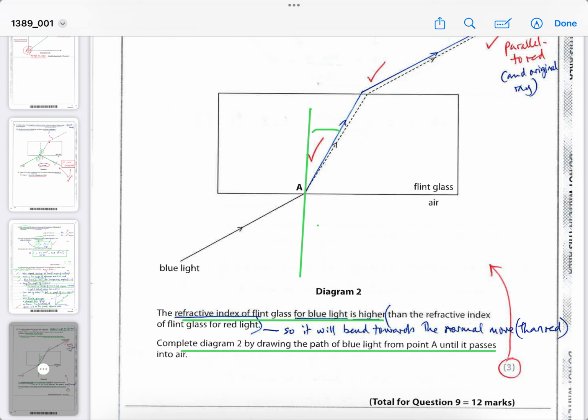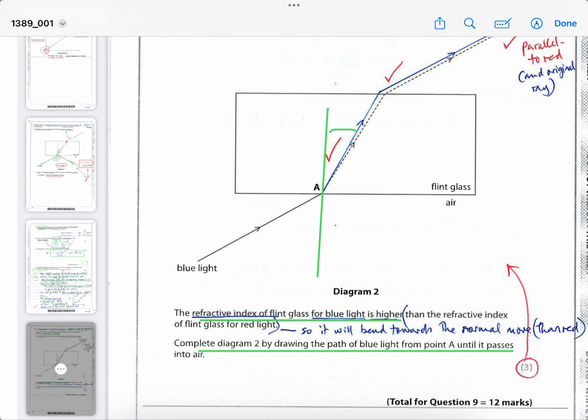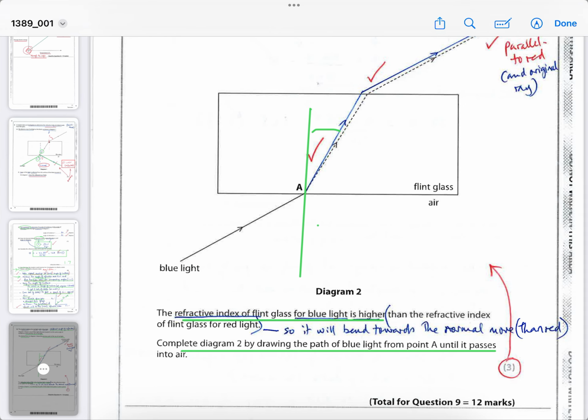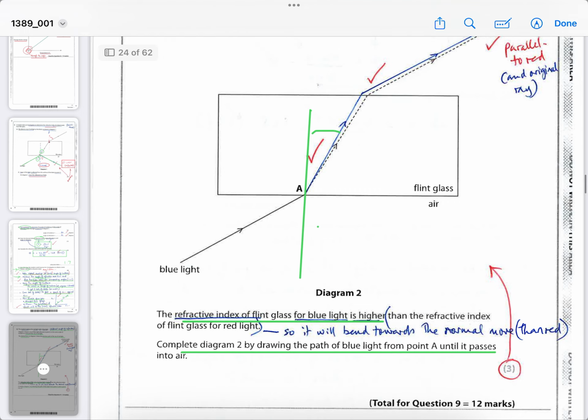So you get 1 mark for showing that it will bend more towards the normal, and then 1 mark for showing that it comes out and starts to move back in the direction it was traveling in originally. So in other words, the red light and the blue light should be more or less parallel to each other. And that's how you get the final 3 marks for this question. Hope that makes sense. And that's the end of question 9.